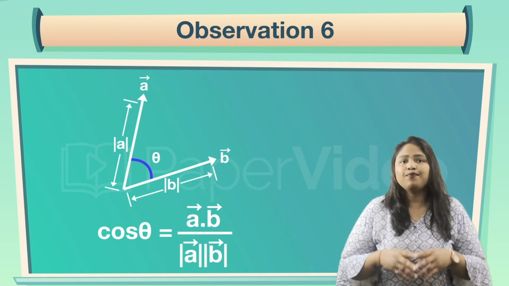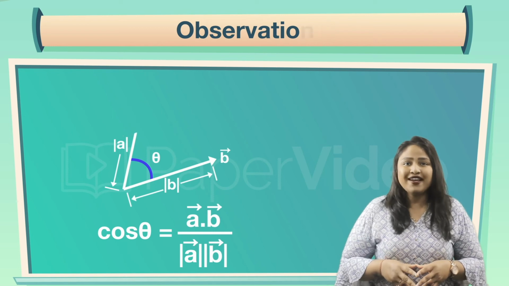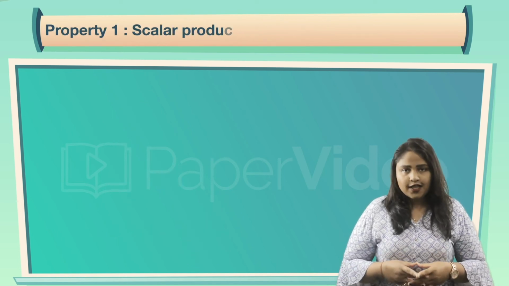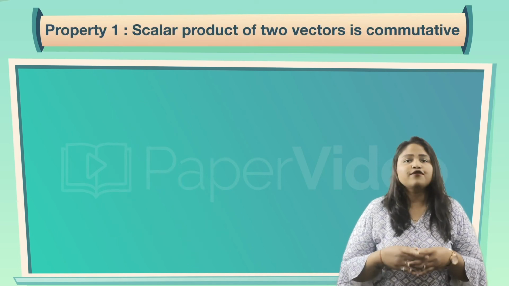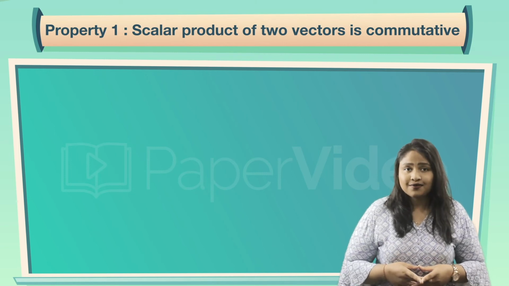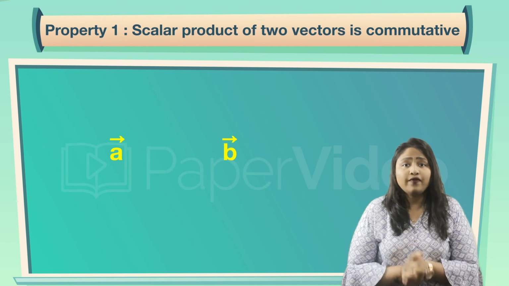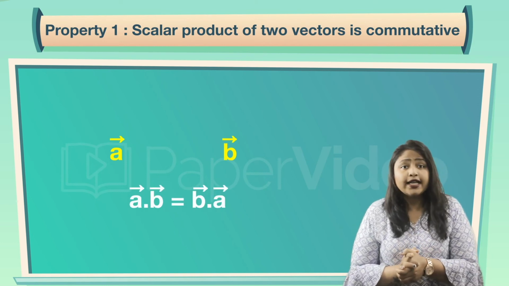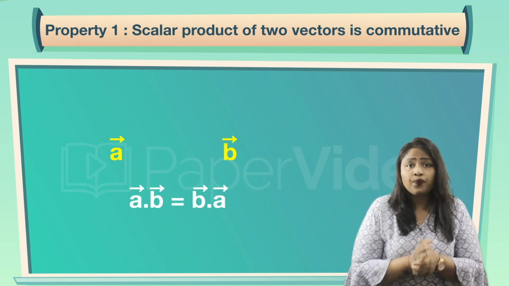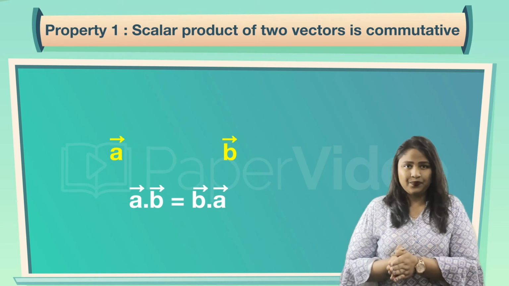Let us now discuss some properties of scalar products of vectors. According to the first property, the scalar product of two vectors is commutative. This means that if A and B are any two non-zero vectors, then vector A dot vector B equals vector B dot vector A.